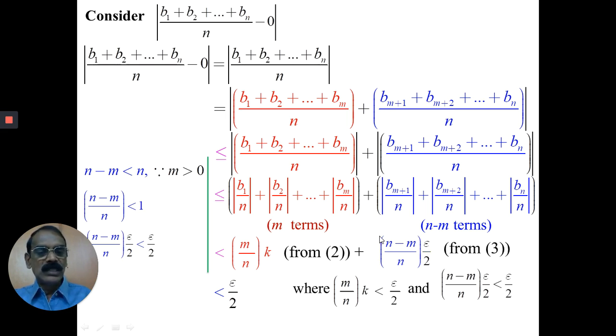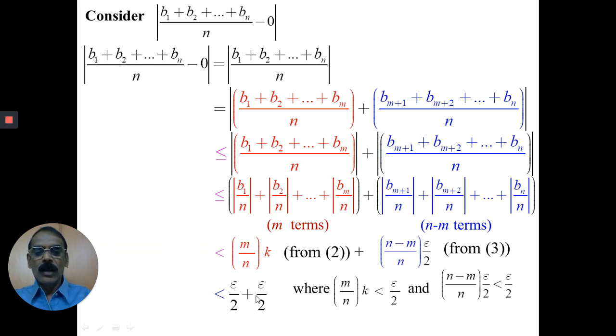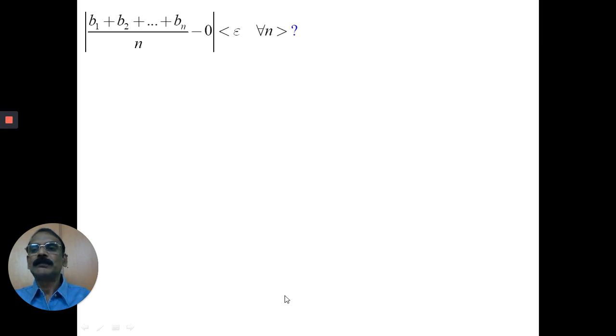Therefore, for this term also we are going to write plus epsilon by 2. We know that epsilon by 2 plus epsilon by 2 is equal to epsilon. That is, modulus of (b1 plus b2 plus so on plus bn) by n is strictly less than epsilon. That's the one. Less than epsilon.